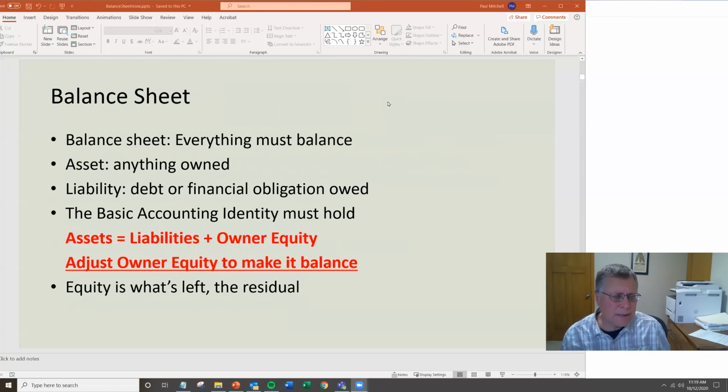And it's called a balance sheet because everything must balance. On the one side, you capture all of your assets, on the other side, all your liabilities, and then a basic accounting identity must hold. The assets have to equal the liabilities plus your equity. So if you can see all the assets, you can calculate all the liabilities. The gap between those two must be your owner equity or your owner net worth. And that's how you make it balance, by changing the equity. So the equity is what's left over, the residual.